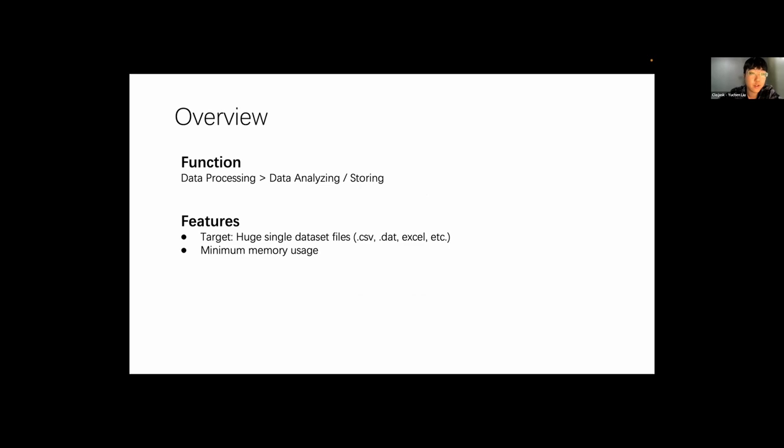Let me first give an overview of Clojask. In terms of the functionality of Clojask, we focus more on the data processing part rather than the data analyzing or data storing ability. Although it can deal with some data analyzing tasks, all of its designs are optimized for data processing, especially on larger-than-memory data sets. And I have summarized the features into 4 points. First, our targets are the huge single dataset files. And these files can be of multiple formats, such as CSV or DAT or Excel, et cetera.